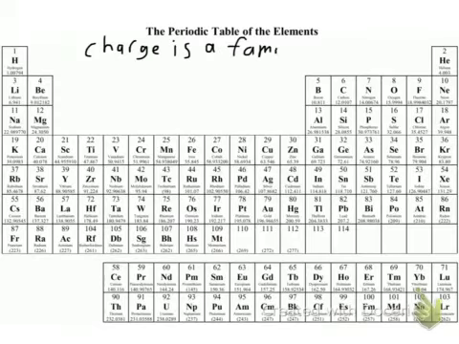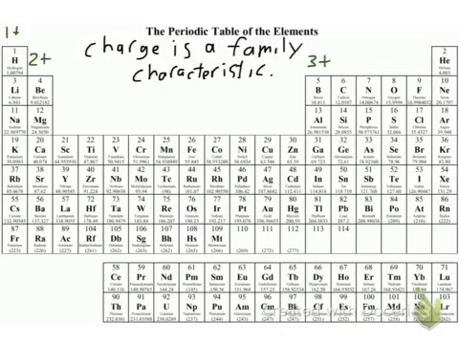First, if you're trying to find the charge of an ion, you have to look at where it is on the periodic table. It's a family characteristic. The families share charges. So the first three columns, ignoring the transition metals, are all cations. They're positive. They are going to lose electrons to become stable.